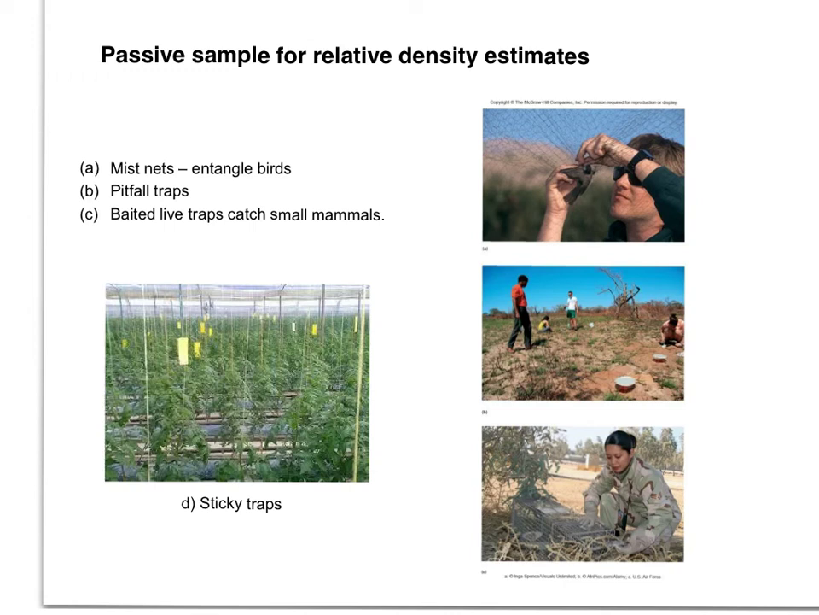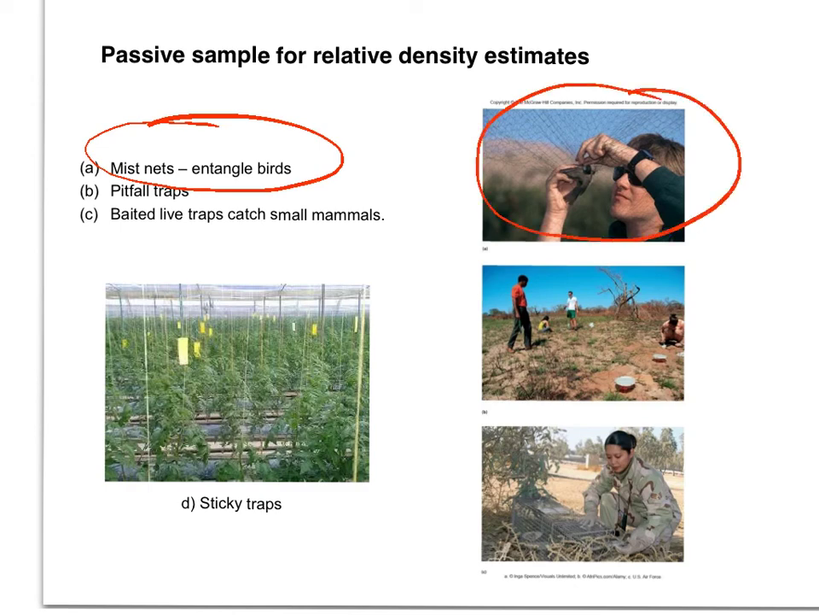Other methods involve using mist nets for birds. You can set up these nets and birds become entangled in them. Don't worry, they usually don't get hurt. You can just untangle them and let them go again, unless you're marking them for a particular purpose.